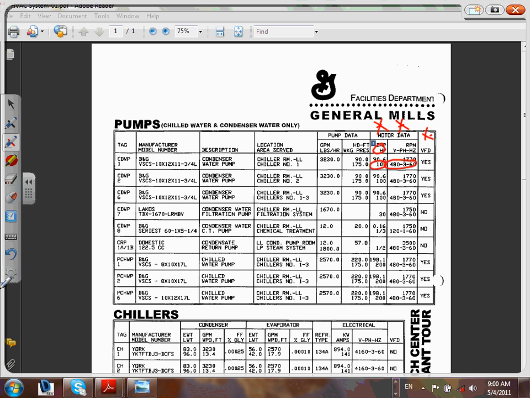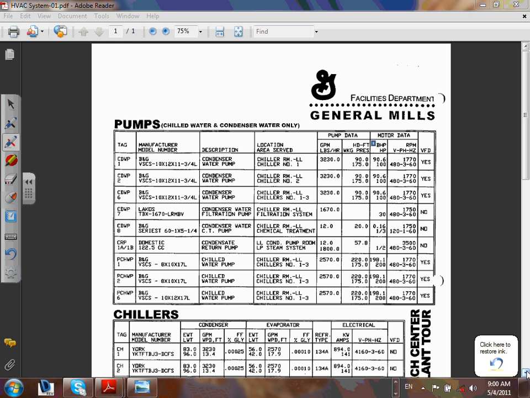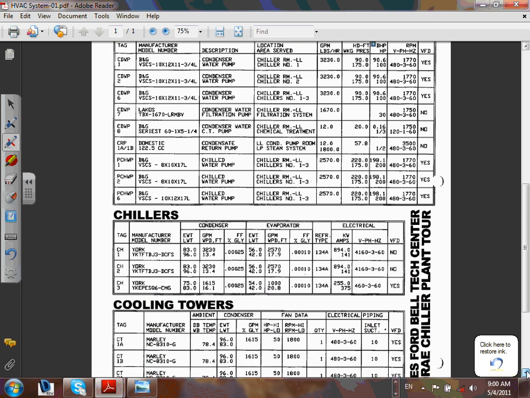When do we need a VFD, guys? Better control, better speed control for the system. So that's for the pumps. Can you guys see the pumps at the top? If you look at the bottom, the second part is for the chillers. Let's look at the chillers and see what they have about electrical.